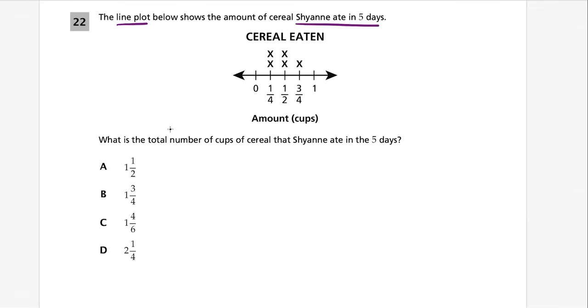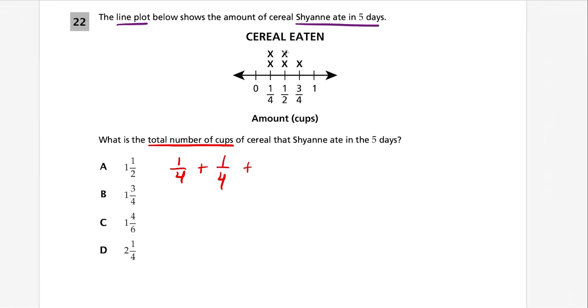5 days. And we want to know the total number of cups of cereal that Cheyenne ate in 5 days. So we're just going to record this out the long way. So Cheyenne ate 1/4 of a cup, and then ate another 1/4 of a cup. So that's 2 marks for 1/4.